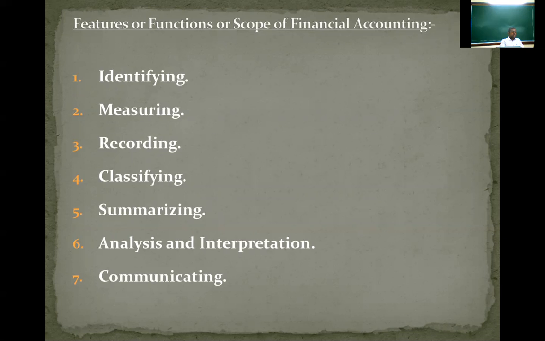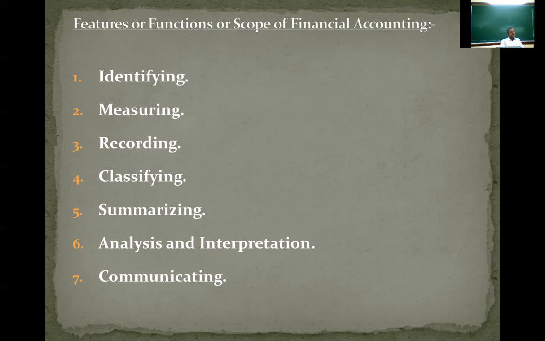And these are the 7 important functions of accounting. The first one is identifying, which is recognizing the business transaction. The second one is measuring, which is adding monetary value to the business transaction. The third one is recording, which is entering the business transaction in the book of journal. The fourth one is classifying, which is preparation of ledger accounts with the help of the journal. The fifth one is summarizing, which is preparation of trial balance with the help of ledger accounts.